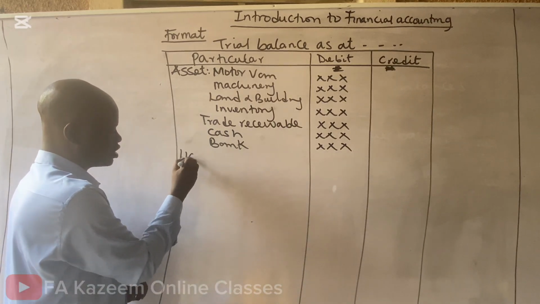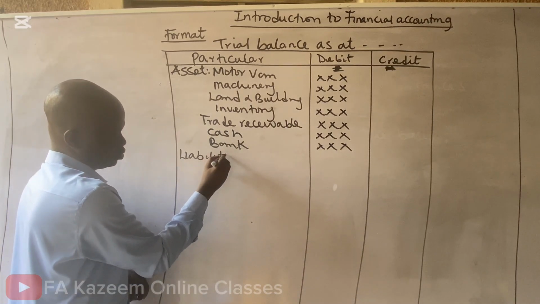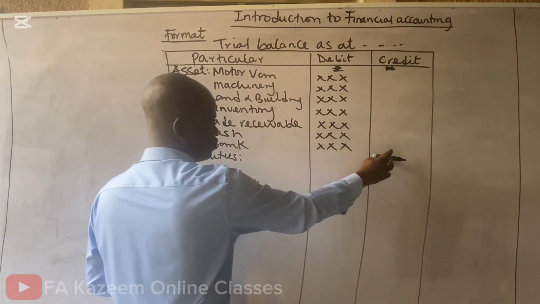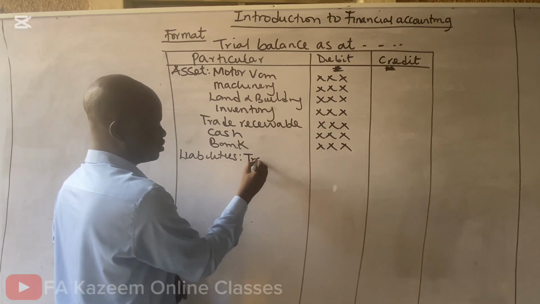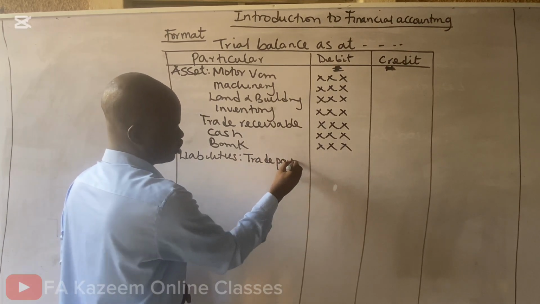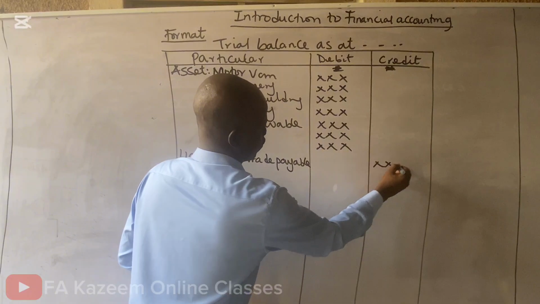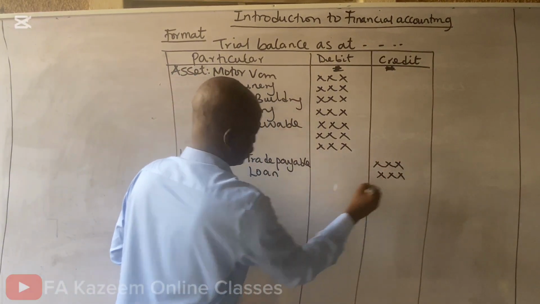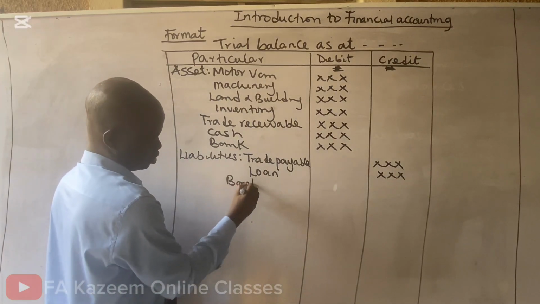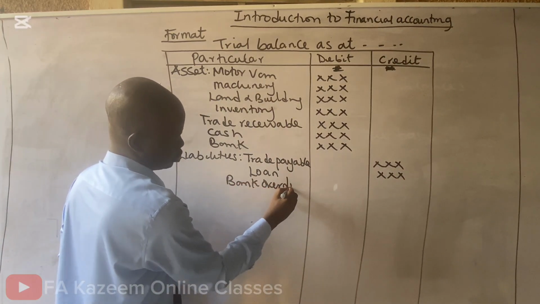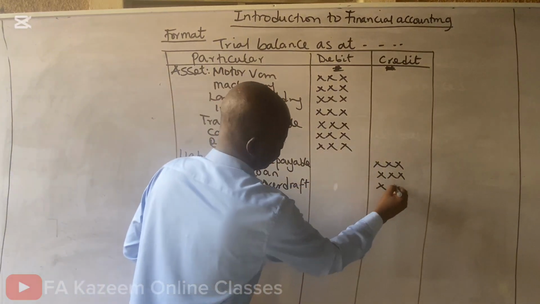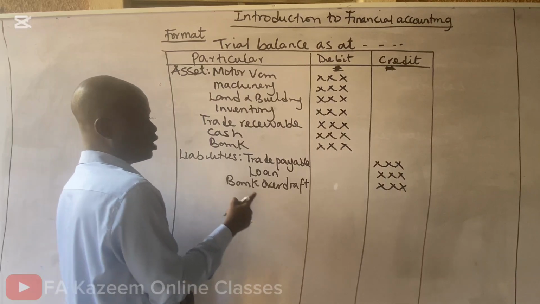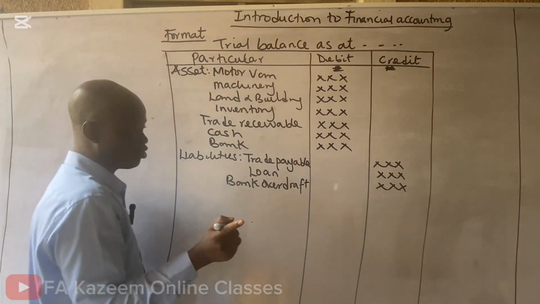But when we are talking about liabilities, liabilities will be extracted on the credit side. What are liabilities? Like trade payable, like loan, like bank overdraft. From here now, you know that bank is an asset, the money you have in the bank. But when you take more than what you have in the bank, it is a liability. It will be found on the credit side.